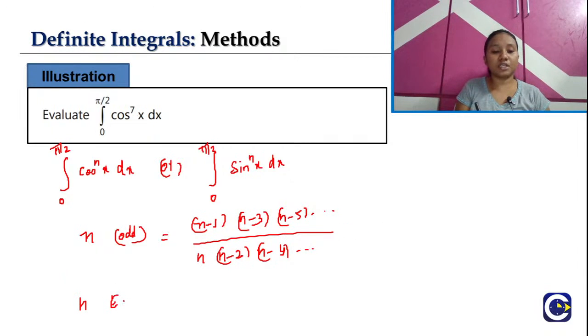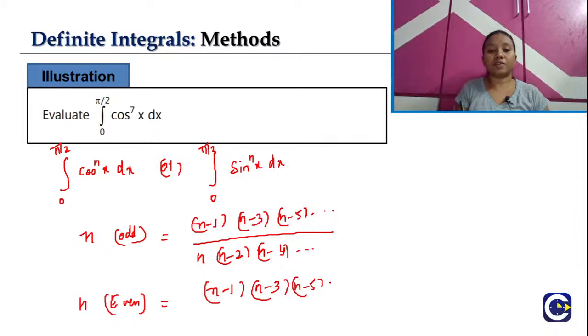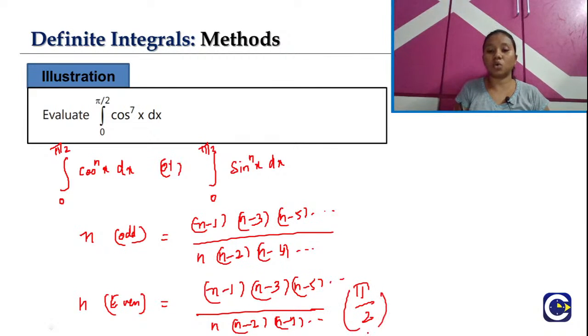If n is even, the other terms will be the same: in the numerator, n minus 3, n minus 5, and so on, and in the denominator, n minus 2, n minus 4, and so on. But additionally, we will have a pi by 2 multiplied to the whole term when the n value is even. So you can compare the formula, that is our Wallis formula, to the given question, and you can let me know what's the answer here.